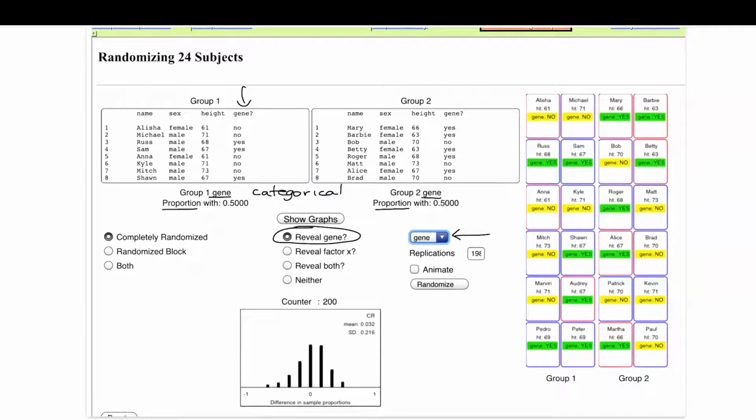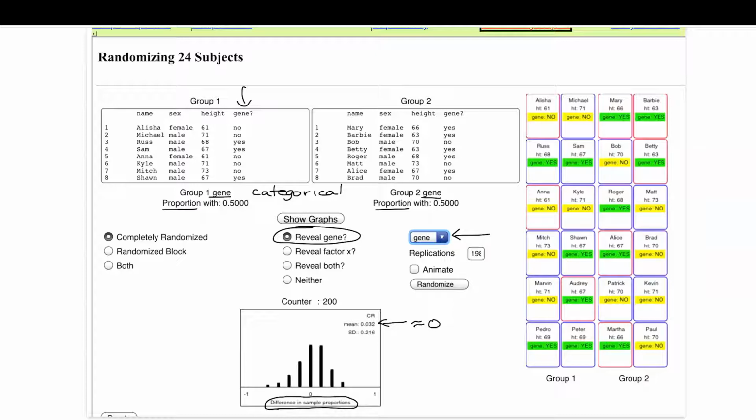And so because my variable is categorical, the computer is calculating the proportion of people with the gene in each group. And then again, the graph at the bottom is finding the difference in those sample proportions. So in this last of the 200 shuffles and deals, half the people in group 1 had the gene, half the people in group 2 had the gene. So when I would subtract 0.5 minus 0.5, I would get 0 as my difference. So once again, this graph is bell-shaped.